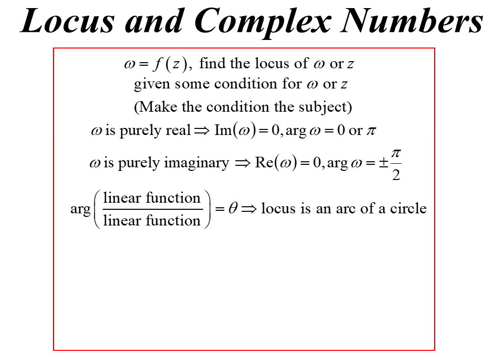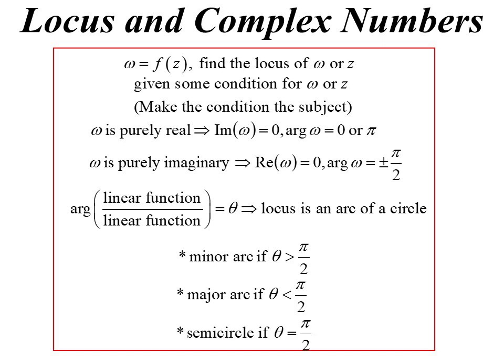This particular situation, argument of, and then inside there you get linear function on linear function, so that z minus some complex number over z minus some complex number, and it'll be equal to something. That will always turn out to be an arc of a circle. Won't be the complete circle, but it'll be an arc of a circle. So if you see that, we know that's going to be the arc of a circle. It'll turn out to be a minor arc if that angle is bigger than pi on 2. It'll turn out to be a major arc if that angle is less than pi on 2. So consequently, if it is pi on 2, we'd have a semicircle. So there are a couple of key things to keep an eye on.